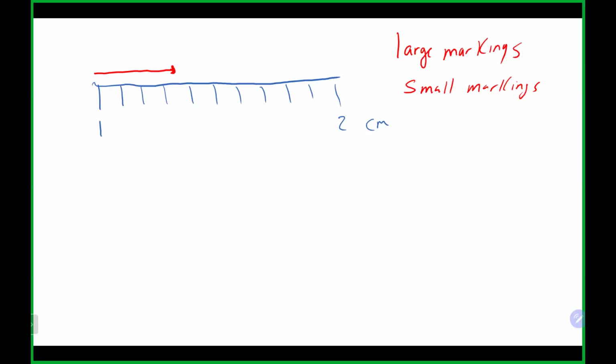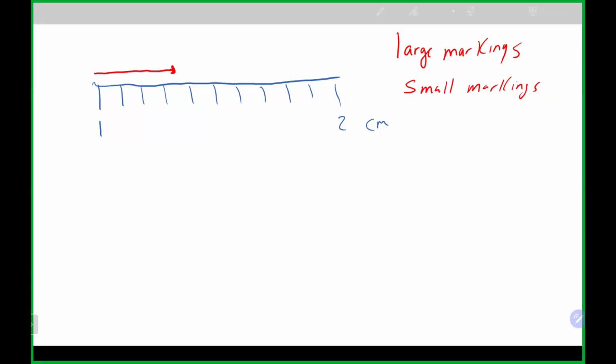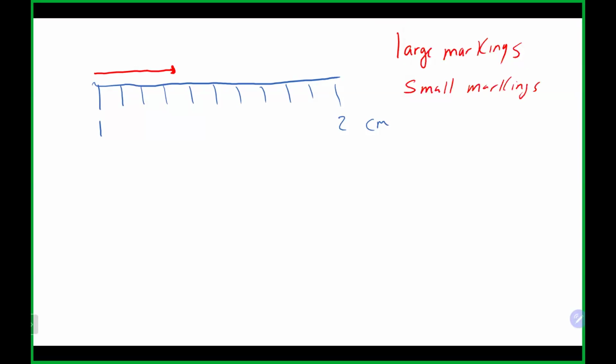So the first thing we want to figure out is what is the meaning of the large markings. We have a 1 here and a 2. If I subtract that, that is a total of 1 centimeter, right? So each of the large markings in this case represents 1 centimeter.